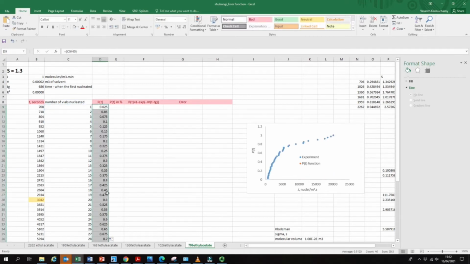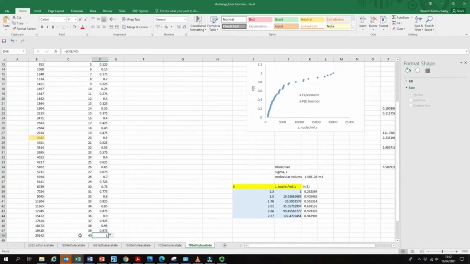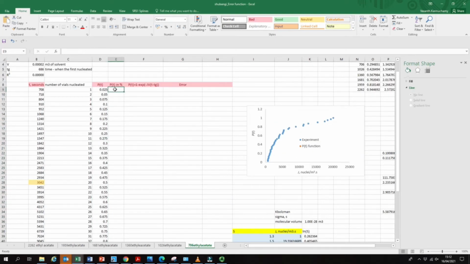If you see 0 to 1, 1 means 40 out of 40 vials got nucleated. We can also express this as a percentage, just multiply it by 100. Normally probability will range from 0 to 1. 1 means 100% probable, and 0 means nothing. So that's the meaning of that.